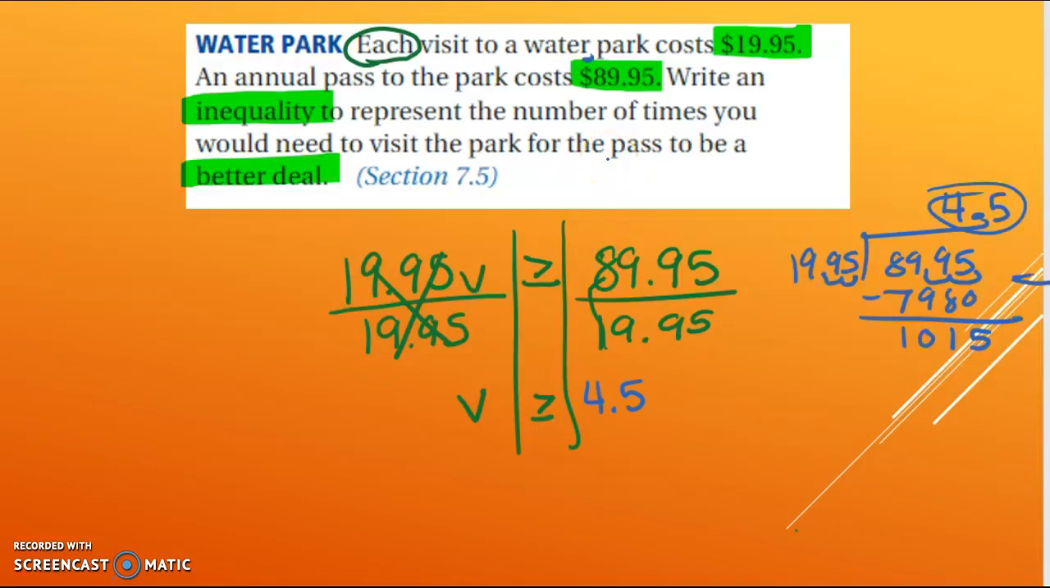Oh, we didn't even have to solve it. We just had to write it. So all you needed was right here, but we want to go further. This means that after 4.5 times, it would be a better deal to just have the pass.